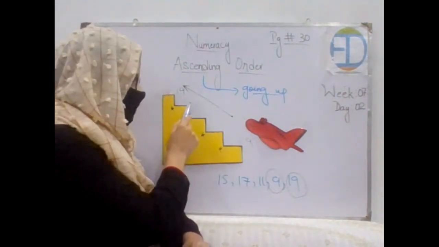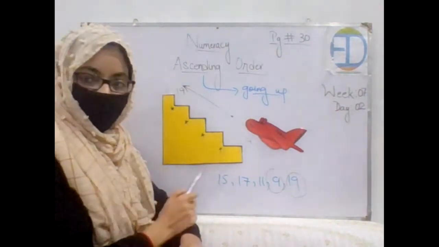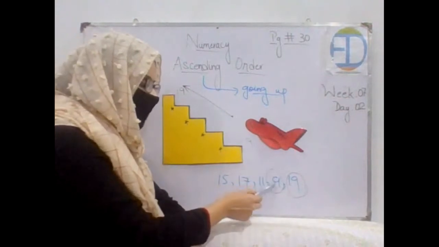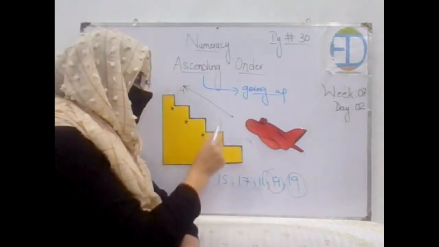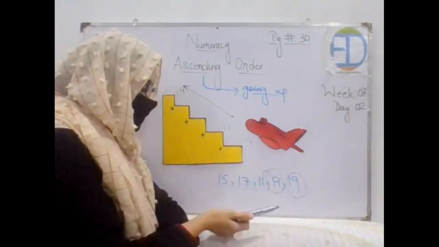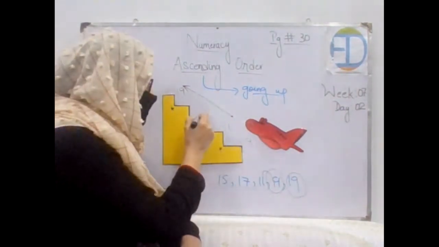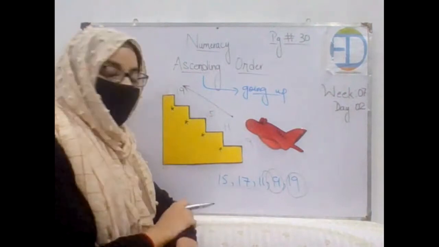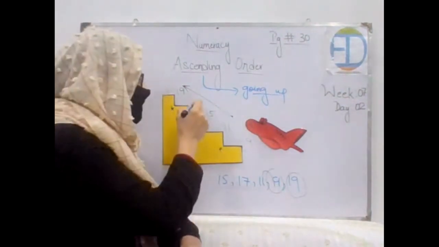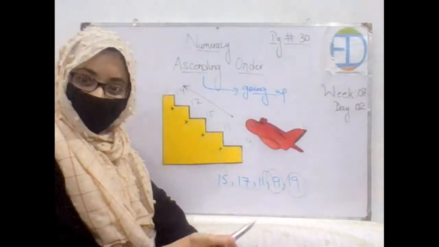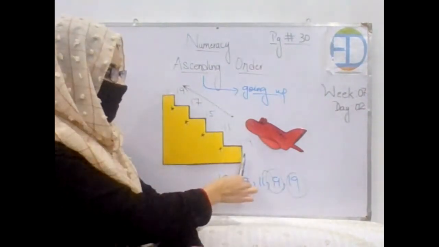Now, how many spaces are there? 1, 2, 3 more spaces, right? And how many numbers are left? 3 again. What will come after 9? 11. Excellent. What will come after that? 15 or 17? 15. Well done. What is next? 17, right. And we are done. Right? Okay.